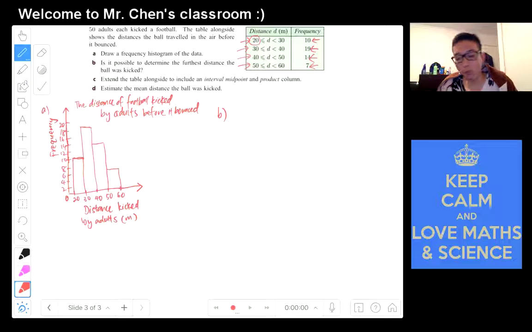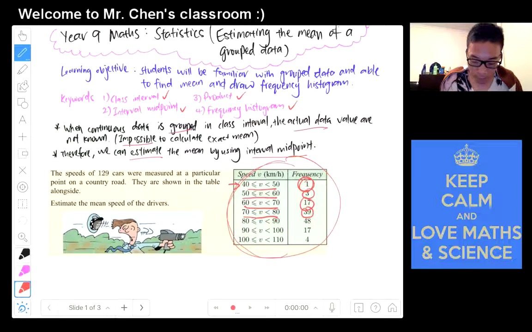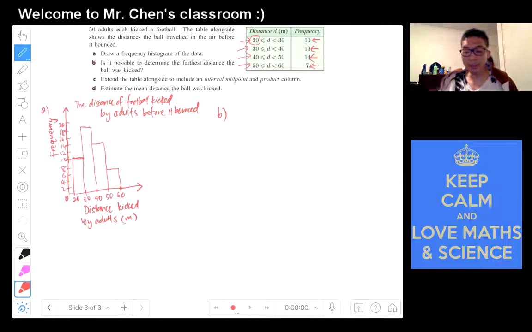Is it possible to determine the furthest distance the ball was kicked? Please refer to here. Okay, not this one, here. So when continuous data is grouped into a class interval, the actual values are not known. Therefore, it is impossible to calculate the exact mean. So what happened is the exact number is actually unknown. You can't actually tell because it has already been grouped.